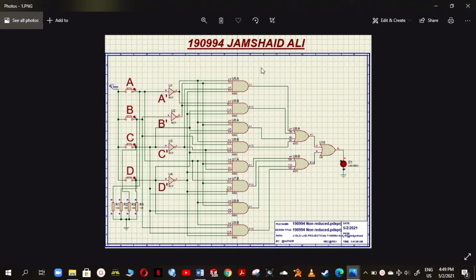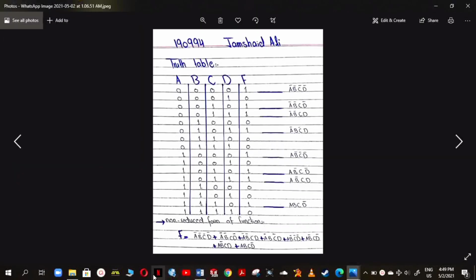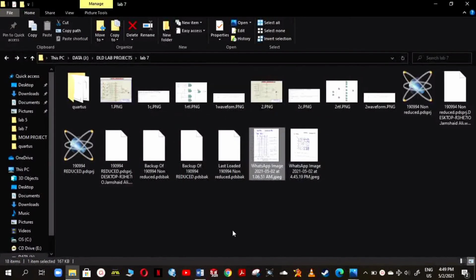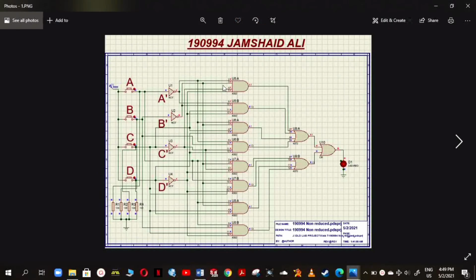In non-reduced form we have 8 expressions in product form. So here I need 8 AND gates having 4 inputs, because you can see here, if I show you this Boolean expression in non-reduced form, I got 8 expressions in A B C D: 1, 2, 3, 4, 5, 6, 7 and 8. These all have 4 inputs, A B C D. So I implemented 8 AND gates having 4 inputs, A B C and D.